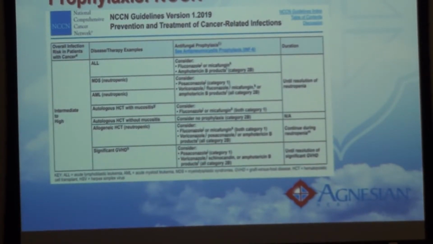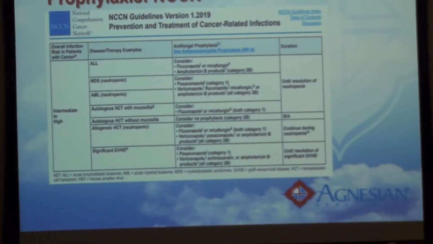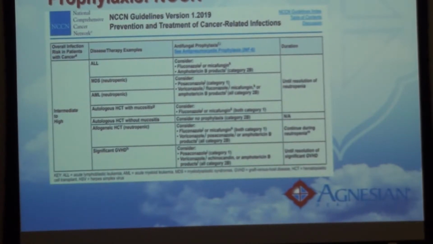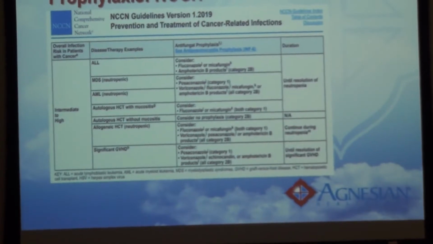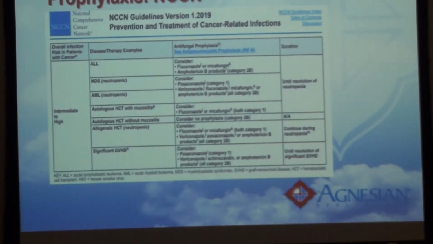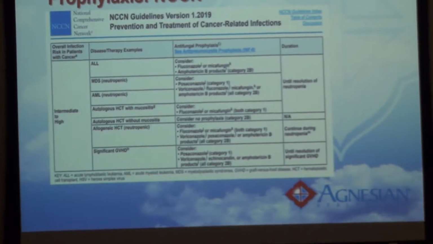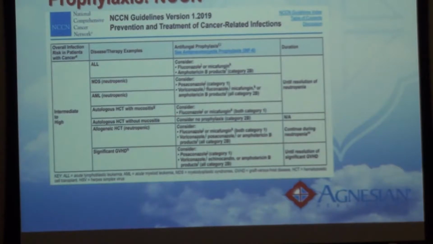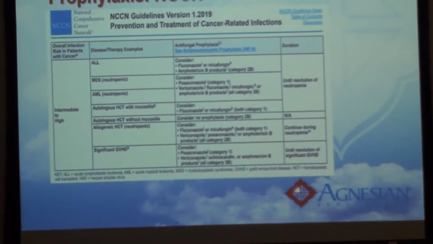And the only difference here is when you're looking at your AML or your MDS, your myelodysplastic or acute myeloid leukemias, there are studies that show that posaconazole is superior to fluconazole in both morbidity and mortality. So now the category 1 recommendation is posaconazole in that particular cancer. The issue we run into is posaconazole.